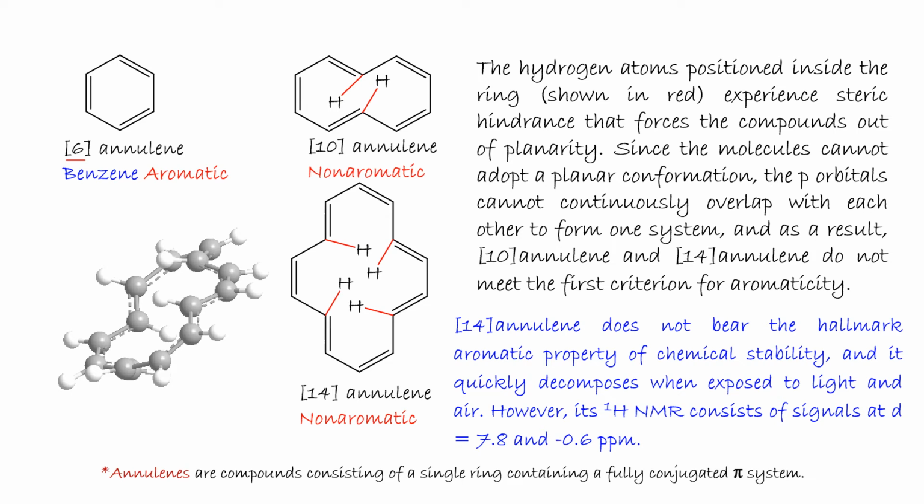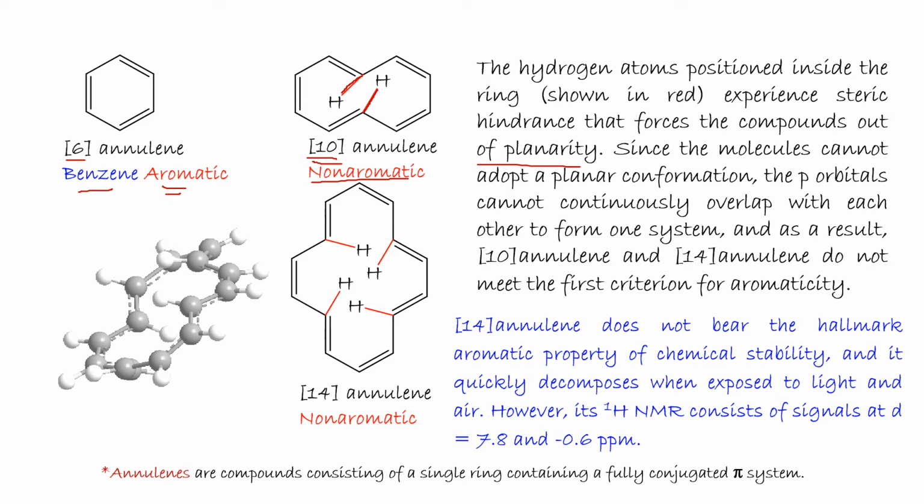[6]-annulene, a cyclic system with conjugated 6 electrons, is benzene. Yes, it's aromatic. [10]-annulene is non-aromatic. Why is that? The hydrogen atom positioned inside the ring, shown in red here, experiences steric hindrance that forces the compound out of planarity.